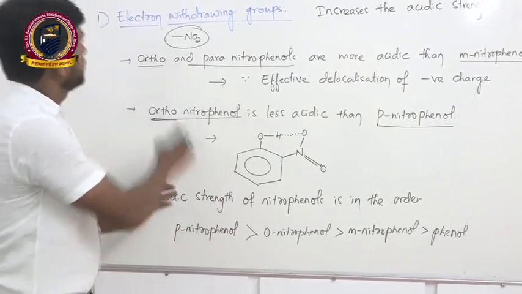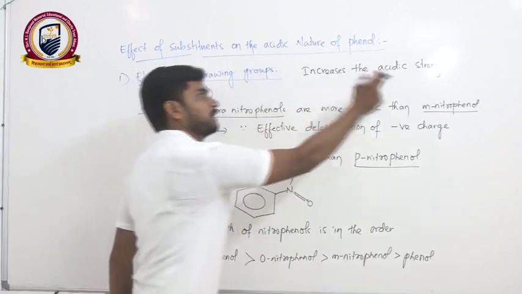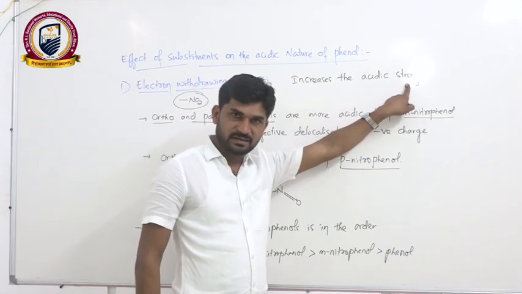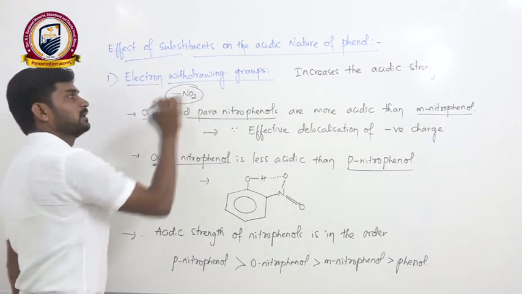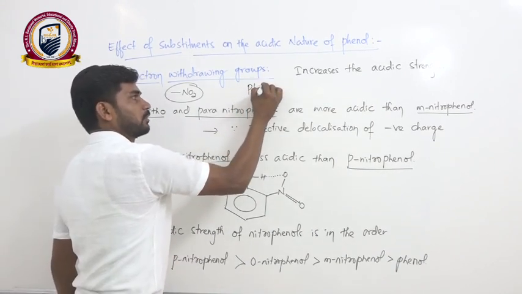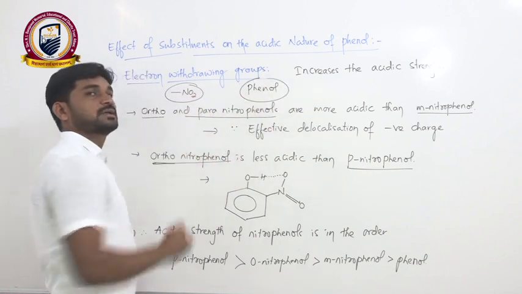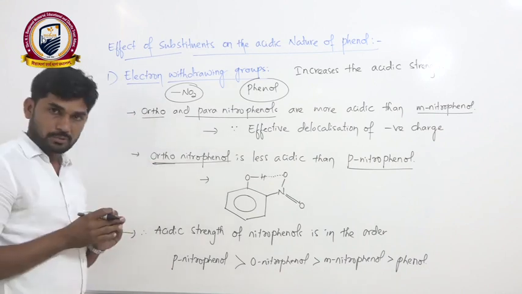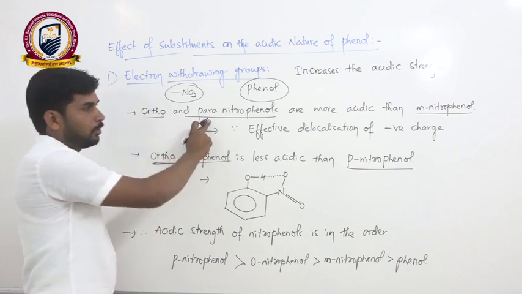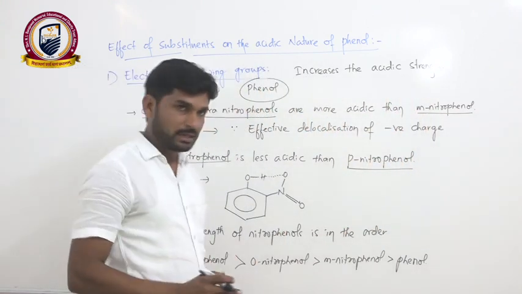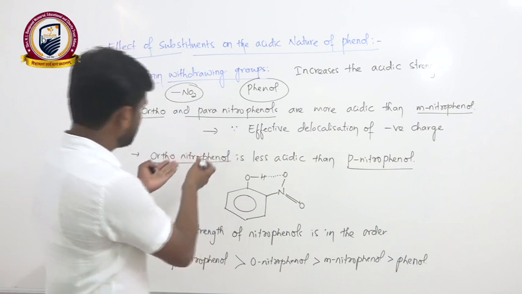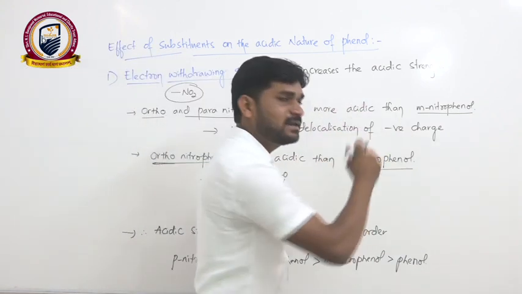Right? So this is all about the effect of an electron withdrawing group on acidic strength. As I told you, electron withdrawing groups increase the acidic strength. For example, here the substituent is the nitro group. Therefore, all the nitrophenols are more acidic than phenol. Remember that always. But among the three nitrophenols, orthonitrophenol, para-nitrophenol, and metanitrophenol, which one is most acidic? As I explained, ortho and para-nitrophenols are more acidic than metanitrophenol.